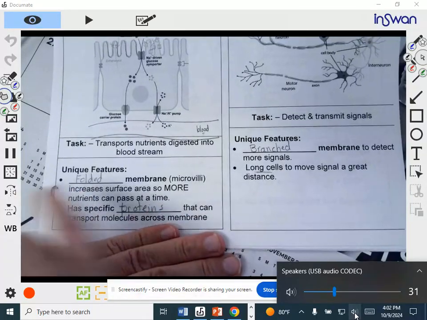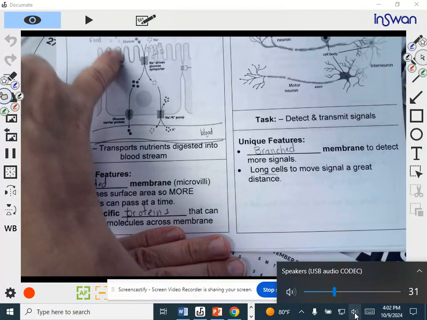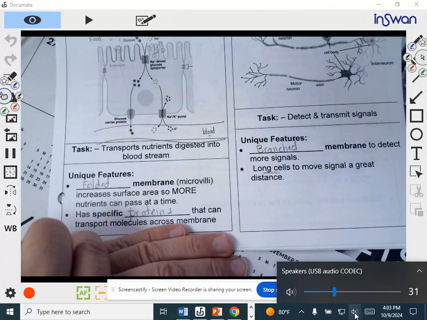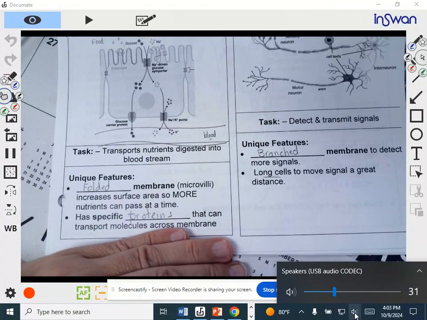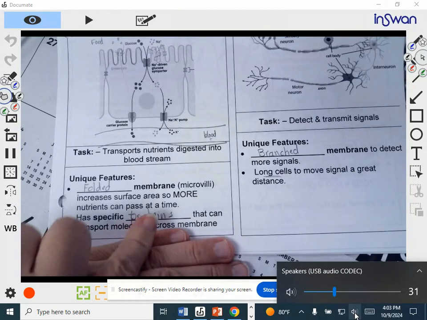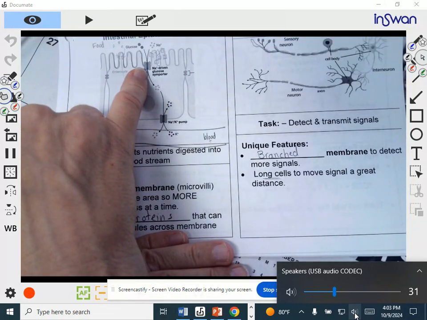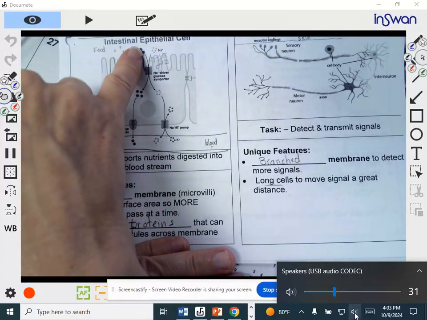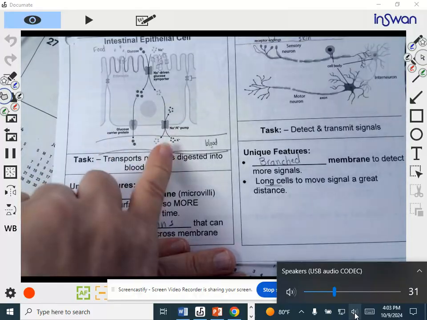So the intestinal cells, or the cells that line your intestines, some unique features about them is they have folded membranes, and that can be called microvilli. So these are really, really tiny folds, so they're called microvilli. And so that increases the surface area, gives us more cell membrane for the nutrients to pass from the digestive system into those cells and into your body. And it also has unique proteins. These little proteins right here aren't made by all types of cells. Those are specific transport proteins, and it's their job to move certain molecules out of your digestive system and into your bloodstream.